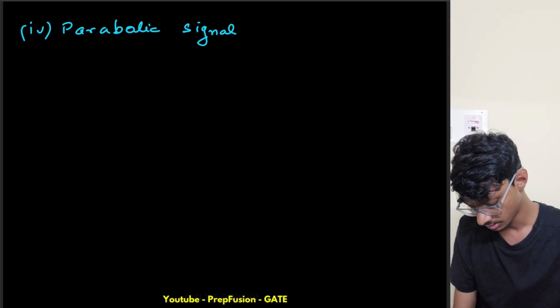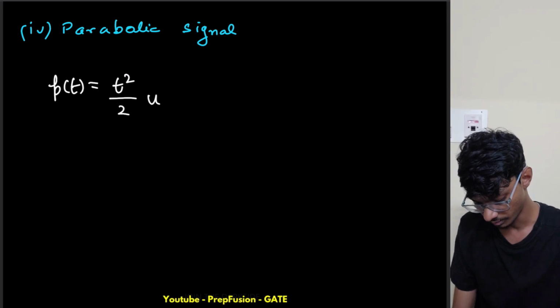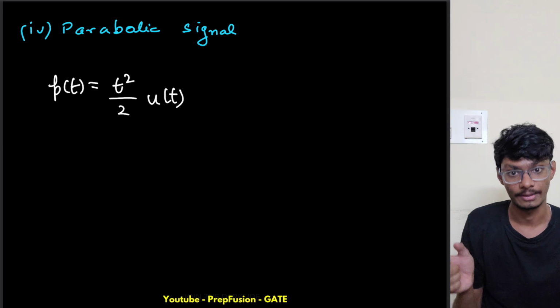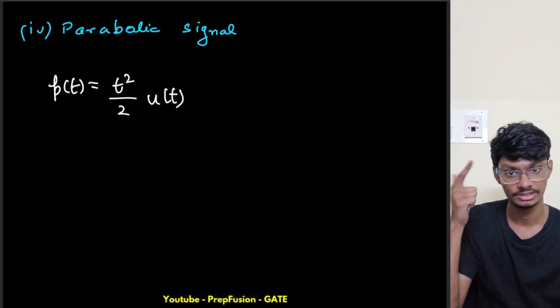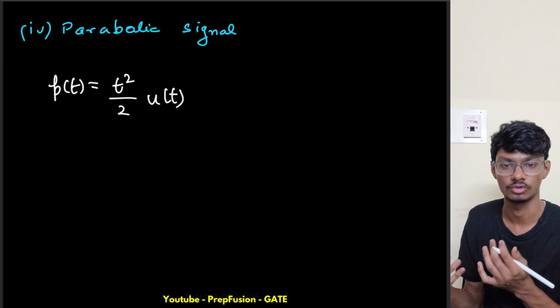What is a parabolic signal? The parabolic signal, p of t, I hope you know, is t square by 2 into u of t. This is not t square, it is t square by 2. Why? Because we're integrating the ramp. If you integrate the ramp, you'll get t square by 2. That's why it is t square by 2.